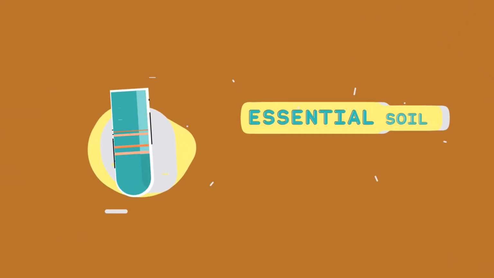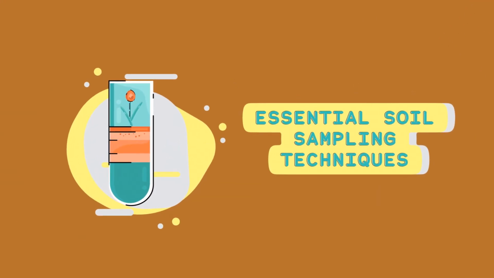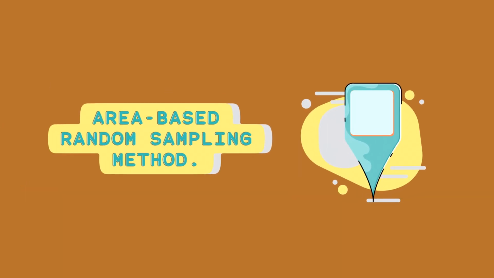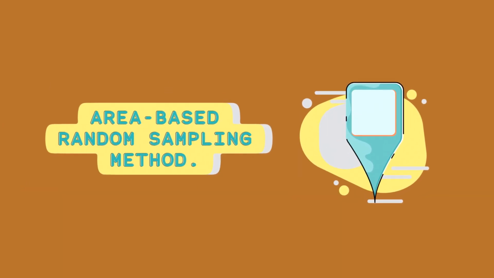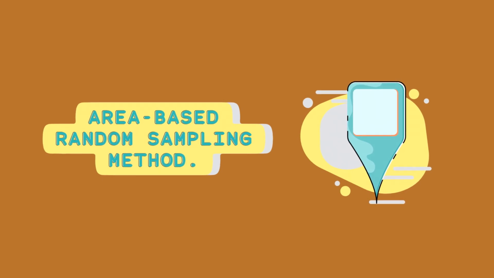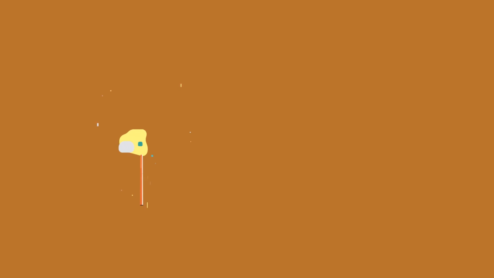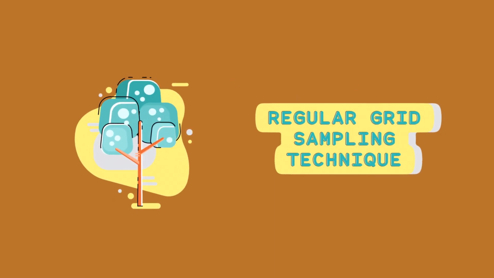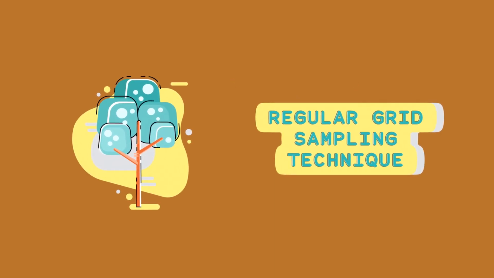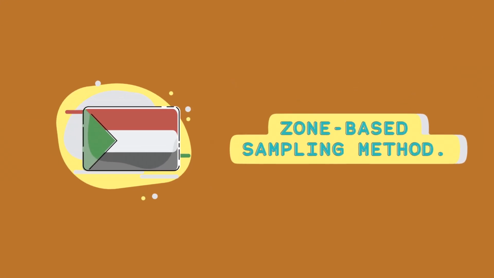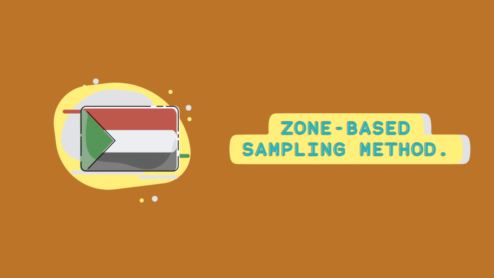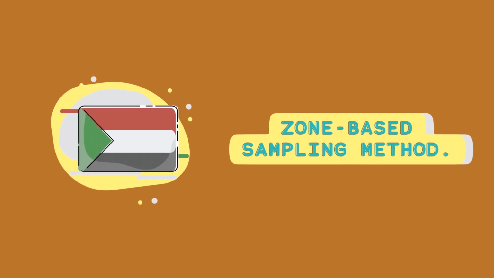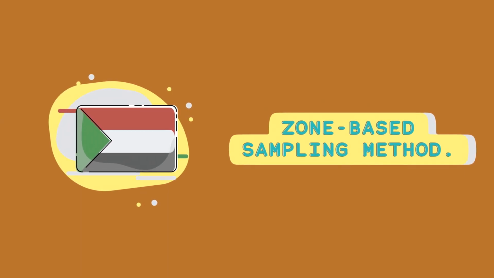Key soil assessment techniques. 1. Soil sampling. Random sampling, taking samples from various locations within the area of interest to get a representative sample. Grid sampling, collecting samples at regular intervals to create a grid pattern. Stratified sampling, dividing the area into different zones based on specific characteristics, e.g. land use, soil type, and sampling each zone separately.